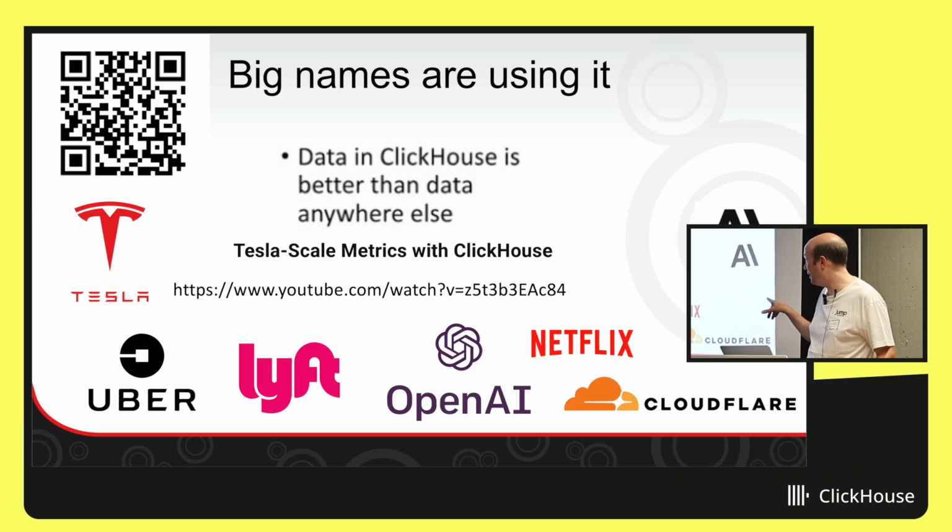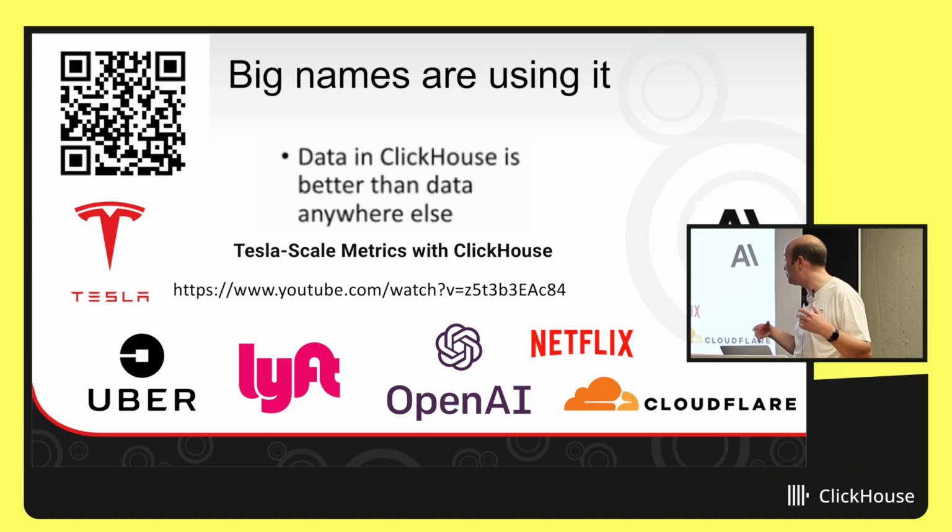Big names are using it. It was not the case a few years back, but Cloudflare was one of the first adopters. Netflix, Uber, Lyft, OpenAI, Anthropic. And there's a famous quote from one guy at Tesla called Alon Tal. He is basically my equivalent at Tesla, and he says that data in ClickHouse is better than data anywhere else. That tells you how well it is regarded.